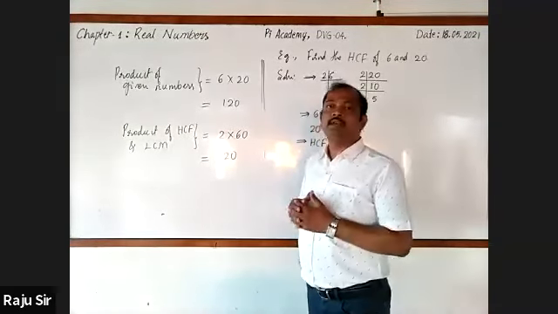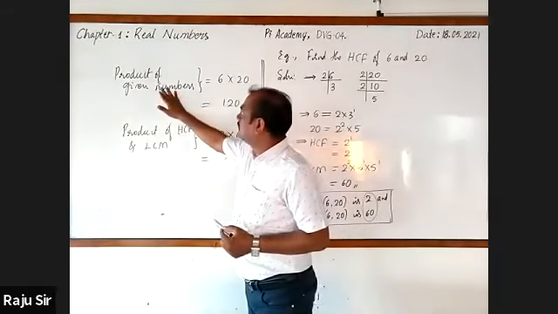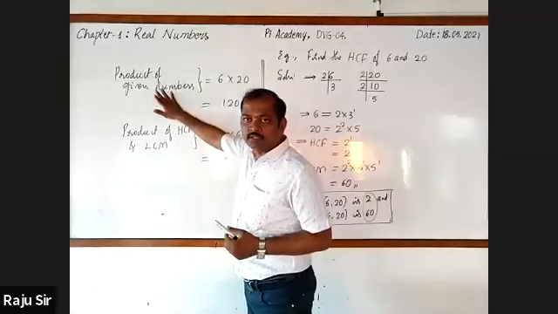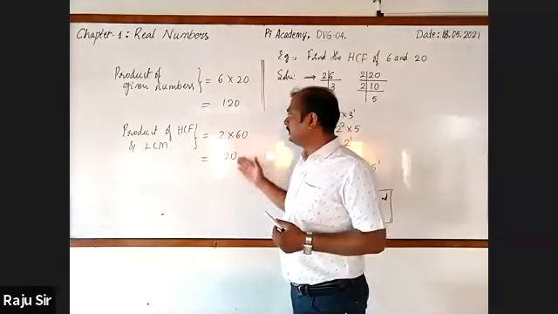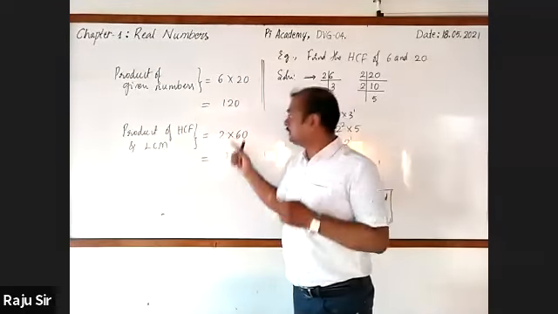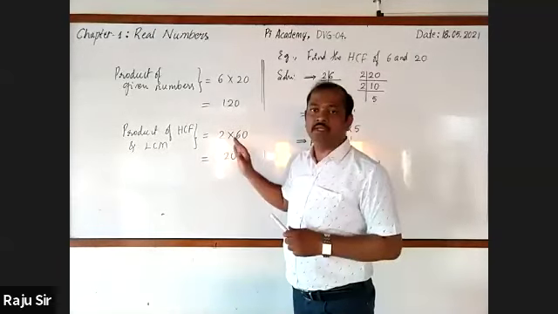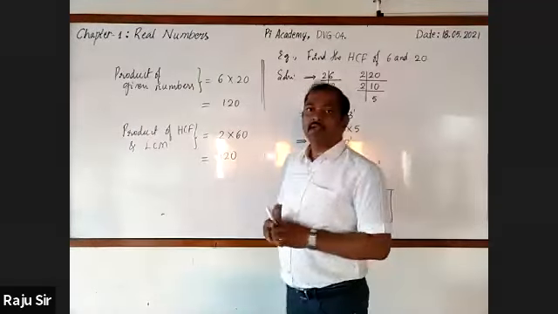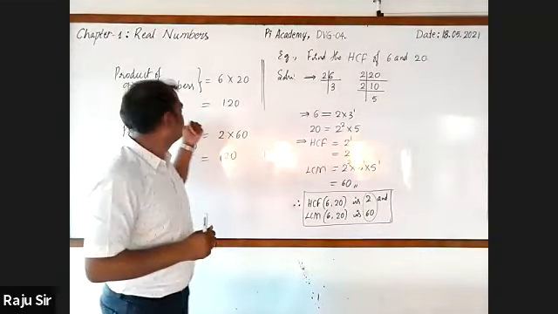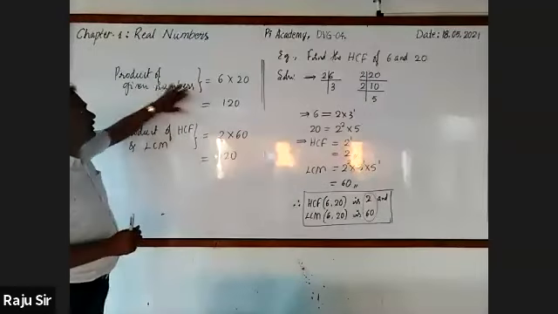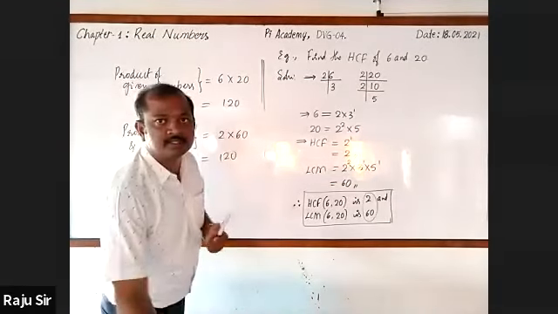From this, we can conclude that the product of the given positive integers is equal to the product of their HCF and LCM. But this is applicable only for two given positive integers. So now let us write a statement which gives the relationship among the given numbers as well as their HCF and LCM. Now please start writing with me.